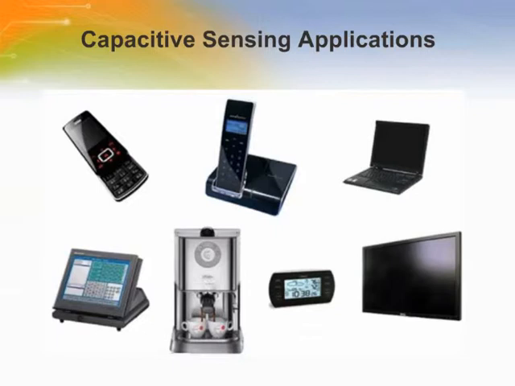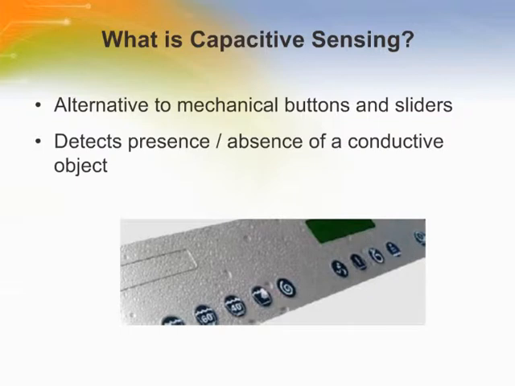Capacitive sensing is making its way into more and more uses every day, from mobile handsets to computers to point-of-service terminals and home electronics. Capacitive sensing is showing up in applications everywhere. But what exactly is capacitive sensing? It is an alternative to traditional mechanical buttons and sliders in electronics. Instead of sensing the physical state of a button, it detects the presence or absence of a conductive object. Most simply, that object is a part of the human body, like a finger.